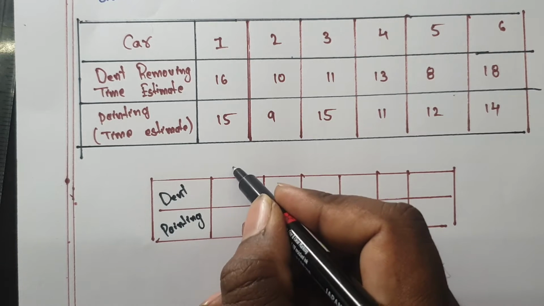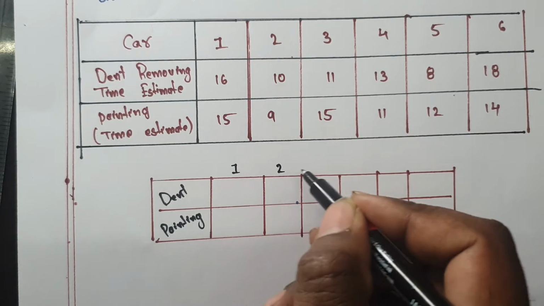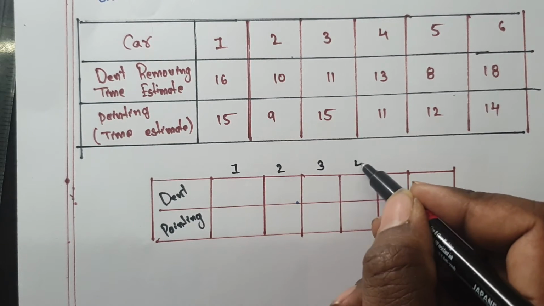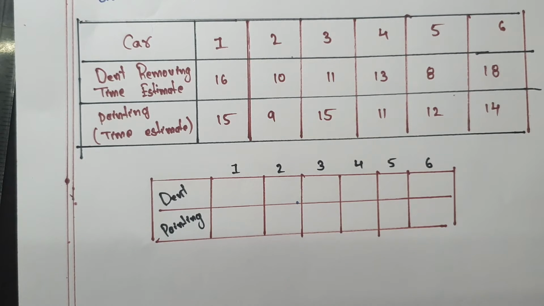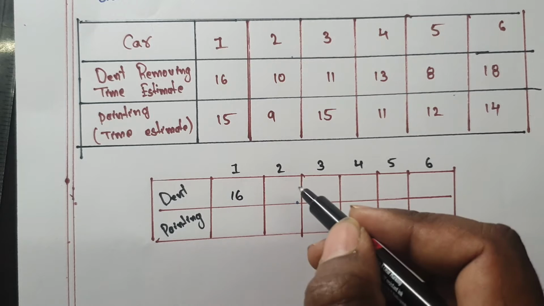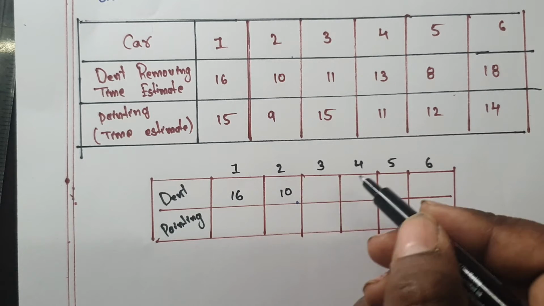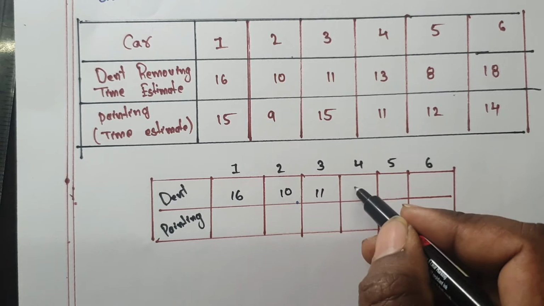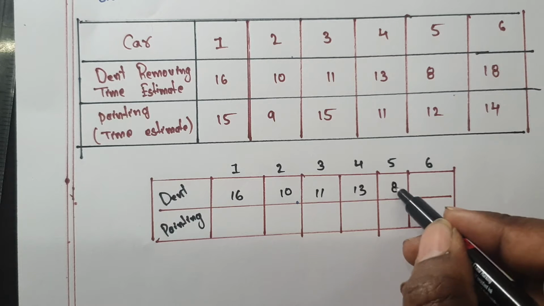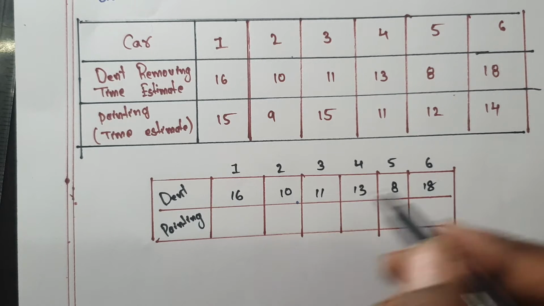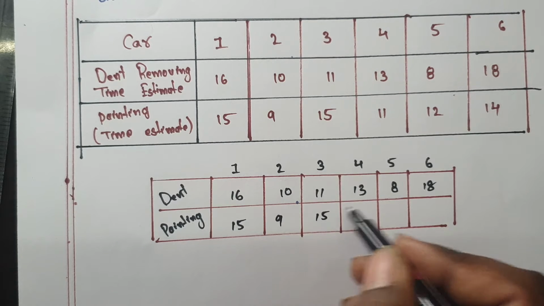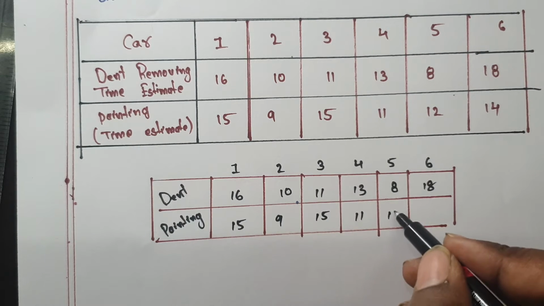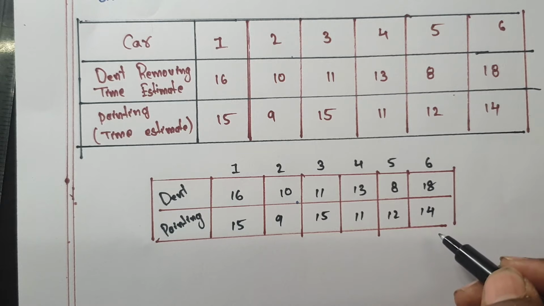Here are the cars: car 1, car 2, car 3, car 4, car 5 and car 6. The denting values are 16, 10, 11, 13, 8 and 18, and the painting values are 15, 9, 15, 11, 12 and 14.